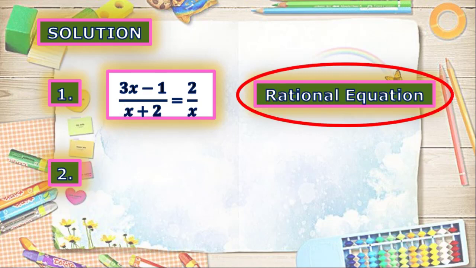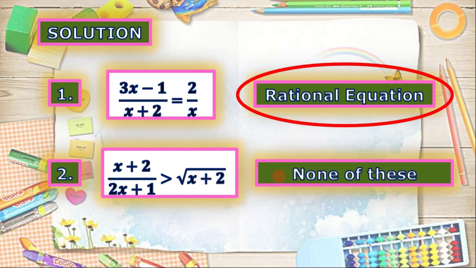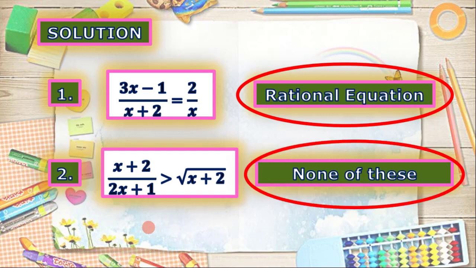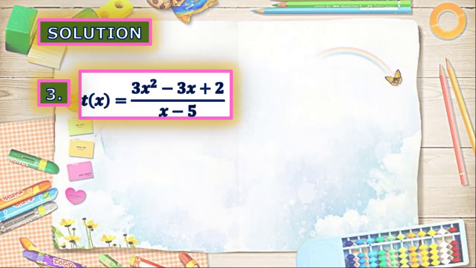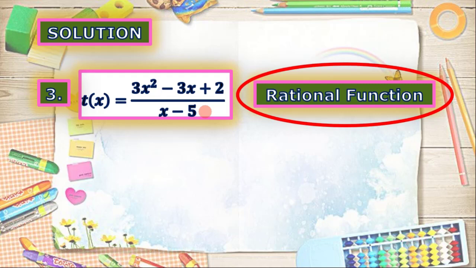For number 2, we have x plus 2 over 2x plus 1 is greater than the square root of x plus 2. This is not a rational equation, nor a rational inequality, nor a rational function. So none of this. For number 3, we have t of x equals 3x squared minus 3x plus 2 all over x minus 5. Obviously, this is a rational function.